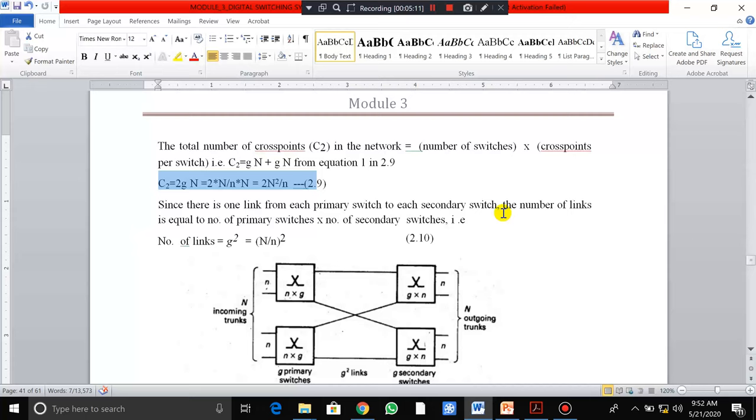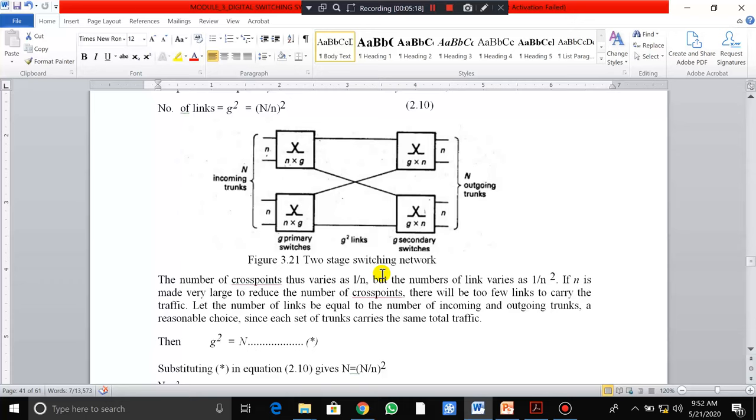So this is a block diagram of a two-stage network. Here we can see n incoming trunks, and these are n outgoing trunks. Here we have a switch, a crossbar switch, this is n, this is n. So n cross g, we call it g primary switches. We call this g square links. So this is g cross n, and these are n outgoing trunks.